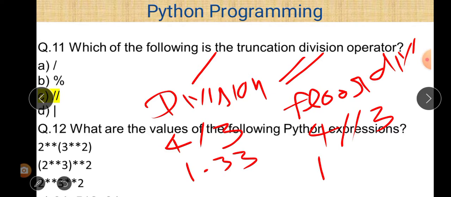So we can say that the floor division operator basically truncates the final value. It truncates the value given after the decimal. So our answer is double slash, the floor division operator, which is also called the truncation division operator.